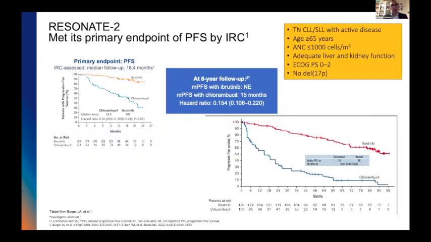The RESONATE-2 trial: although we don't have access to ibrutinib in the frontline setting, I wanted to show these results for 2 reasons. Basically, it's the longest follow-up we've got on a BTK inhibitor, 8 years now, showing a median PFS that's not yet reached at 8 years. So, excellent numbers for BTK inhibitors.